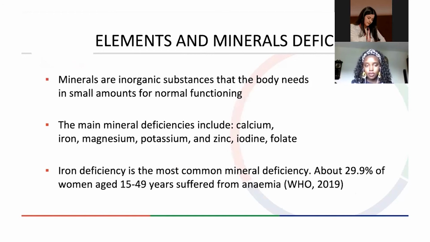So for elements and minerals, we mainly have minerals as inorganic substances that the body needs in very small amounts to be able to function in a normal way. And the main ones include calcium, iron, magnesium, potassium, zinc, iodine, and folate. Of all the minerals, the most common deficiency happens to be the iron deficiency, which leads to anemia in most cases. And according to the WHO statistics, in 2019, at least 29.9% of women of childbearing age did suffer from anemia.